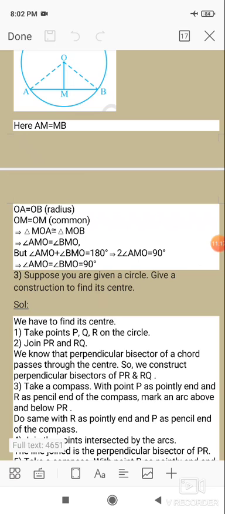The steps: take points P, Q, R on the circle, three non-collinear points. After that, join PR and RQ. So you will get two non-collinear chords. Now you need to draw the perpendicular bisector of each chord, PR and also RQ. The point of intersection of the two perpendicular bisectors is the center of the circle.